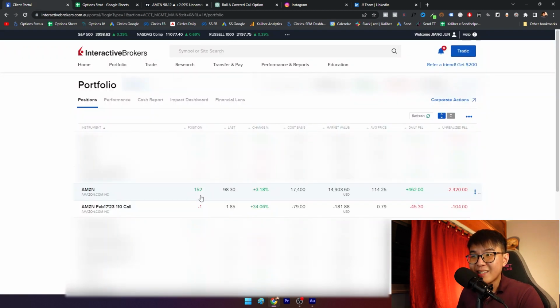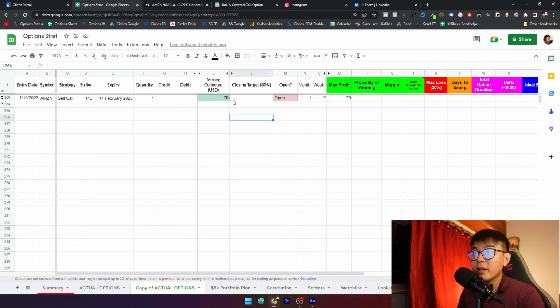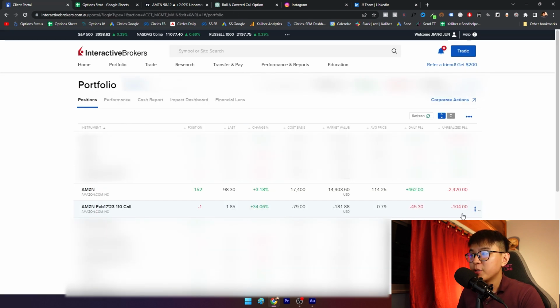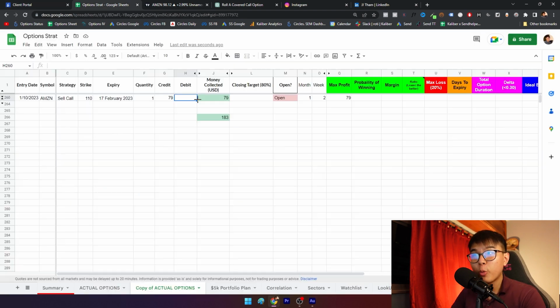On this screenshot here, you can see that I have 152 Amazon stocks, and yes, make sure you own at least 100 Amazon stocks before you can sell covered call options. I collected a sum of $79, but my option trade now has lost $104. If I were to buy back that same option, it would cost me $183. So I'll put $183 here, and if I were to recalculate my profit or loss, I'll then lose $104. Let's assume I make the decision to buy back the option and lose $104.